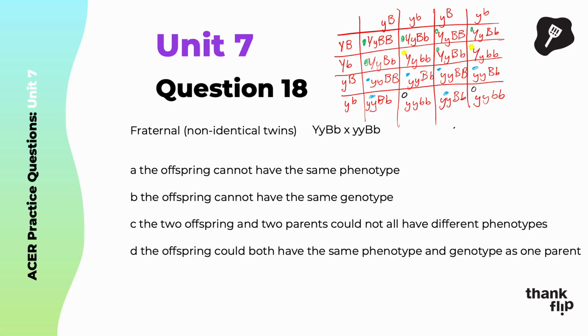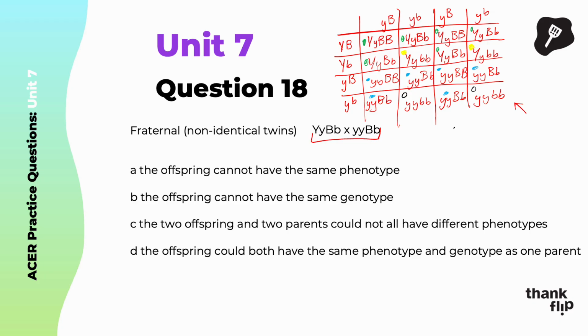This question is asking us about fraternal or non-identical twins. So fraternal twins are essentially the same in terms of genetics. They're equivalent to siblings, okay? So this is why I've brought back the Punnett square that we drew earlier, because we have this great example of parents and all of the potential offspring as well. So we can use this to eliminate the options here.